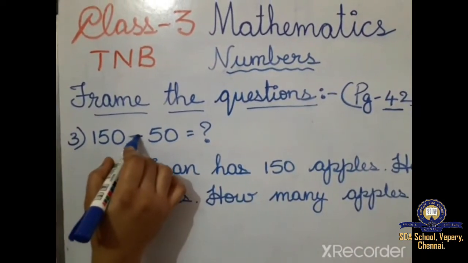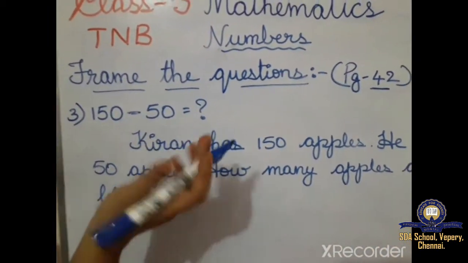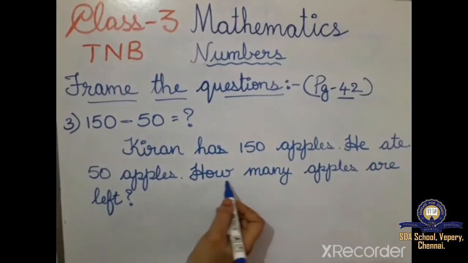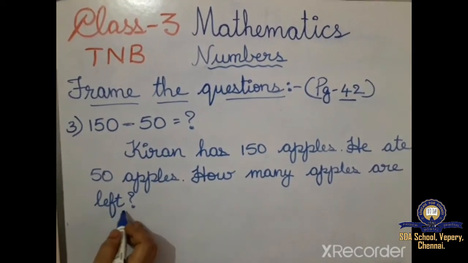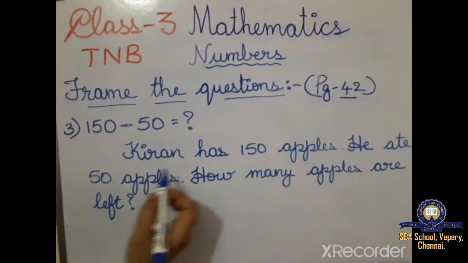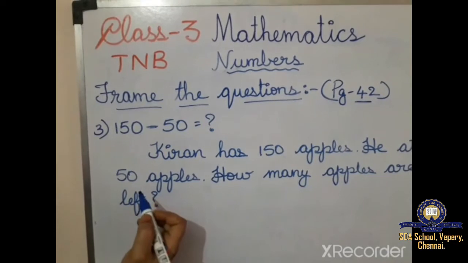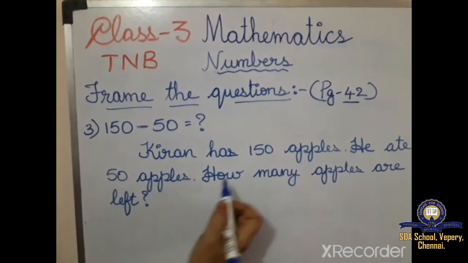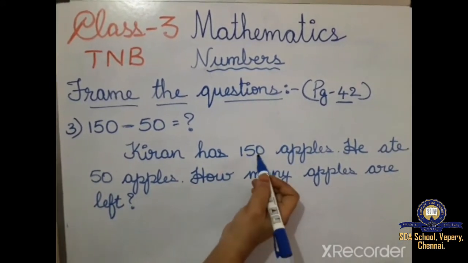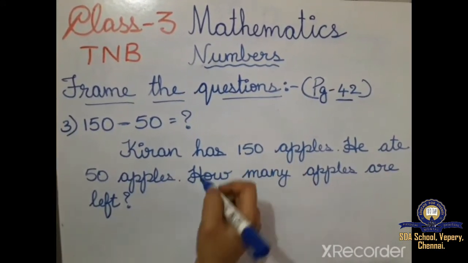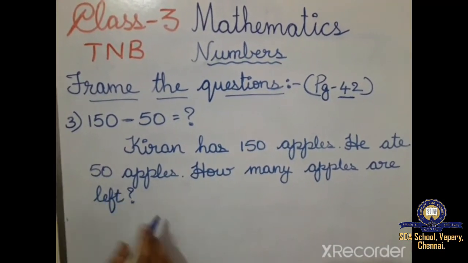Since it is minus, he ate 50 apples. Now, how many apples are left? Because it is 150 minus 50, we have to do it as subtraction. That's why I asked how many apples are left. See, he has 150 apples and he ate 50 apples. So, now what are the remaining apples he is having?